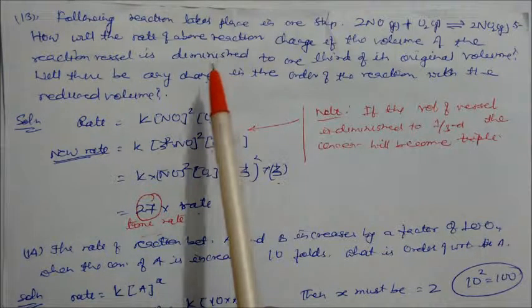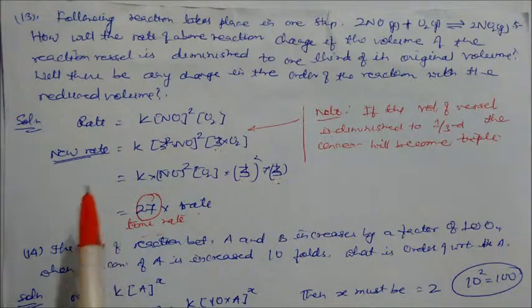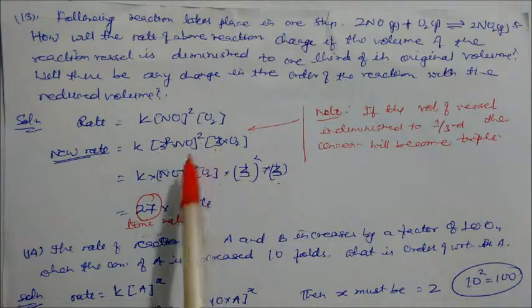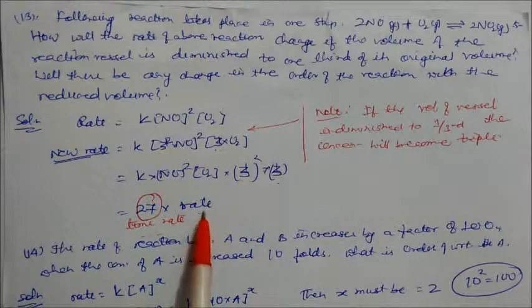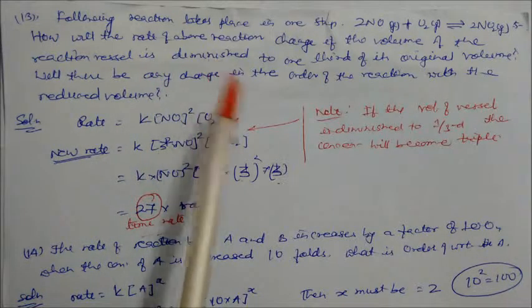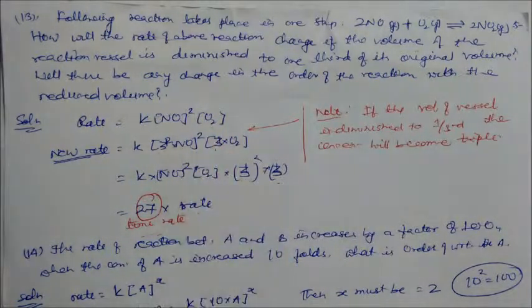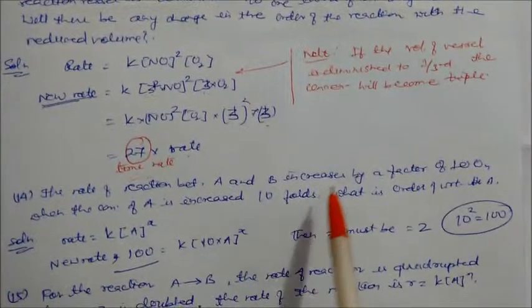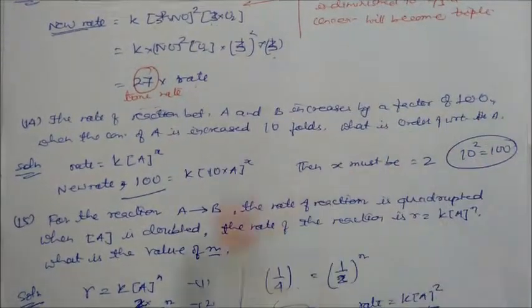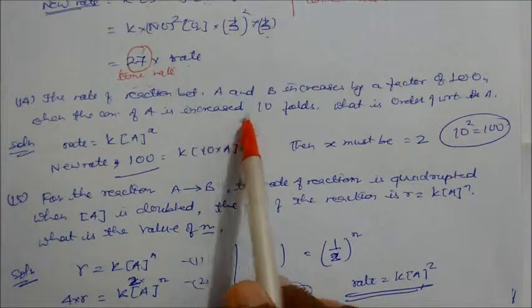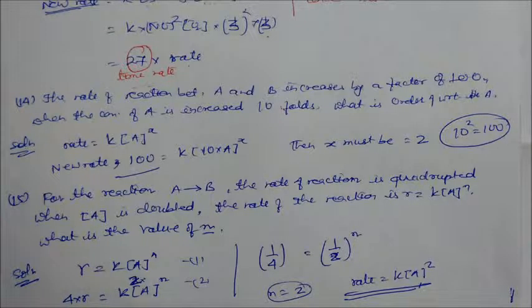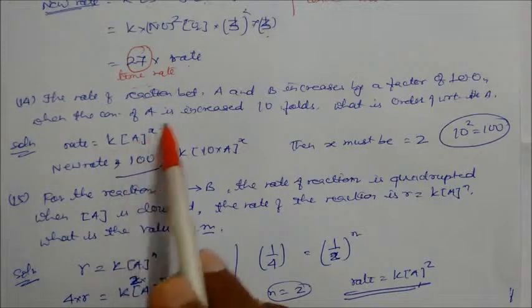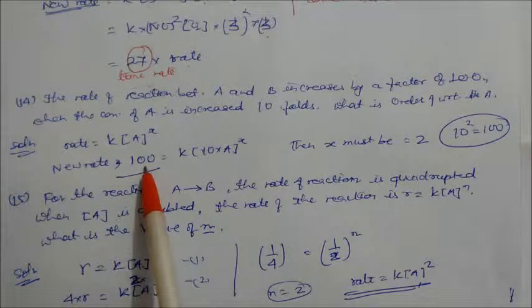The rate of reaction between A and B increases by a factor of 100 when the concentration of A is increased 10 fold. What is the order with respect to A? So the rate law expression is rate equal to k A to the power x, and the new rate is 100 times. On solving, this is only possible when you take x equal to 2. If you take x equal to 2, then 10 square equals 100. So the order of reaction with respect to A is 2 only.